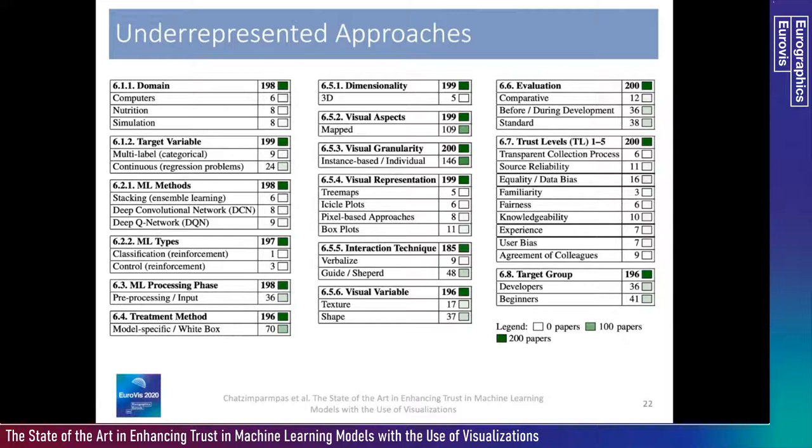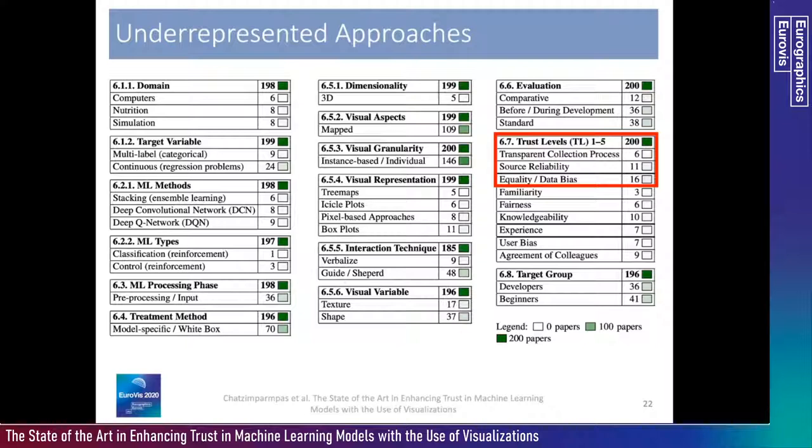Let's move now on to the underrepresented approaches, which could be further researched. For machine learning methods, approaches such as stacking ensemble learning, deep convolutional networks, and deep Q networks are not covered in detail. For machine learning types, the subcategory of solving classification problems while using reinforcement learning is almost never visualized, and actually never addressed explicitly by the visualization community. Another category that is underrepresented is reinforcement learning for control. The real challenges start when we check the trust levels, because many techniques are underrepresented, which means there are several research opportunities in the area.